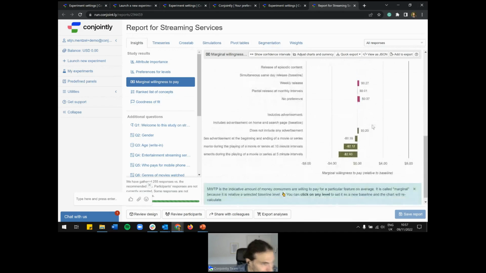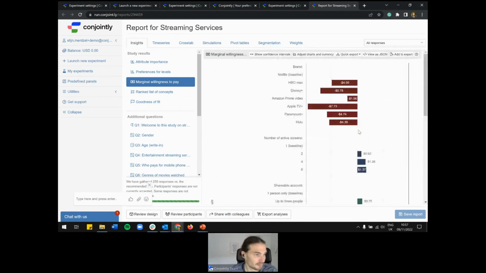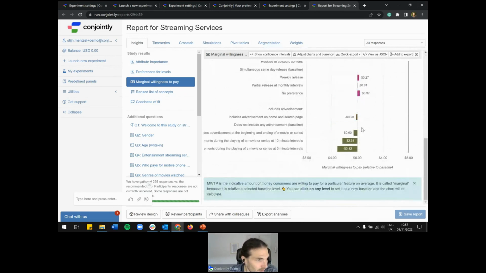But let's look at ads. So let me set no ads as the baseline. There we go. They're willing to pay on average 20 cents more to not have ads compared to ads on home screen. Then 60 cents more to not have ads compared to beginning and ending. And you can see for those intervals, there's also monetary worth behind it.